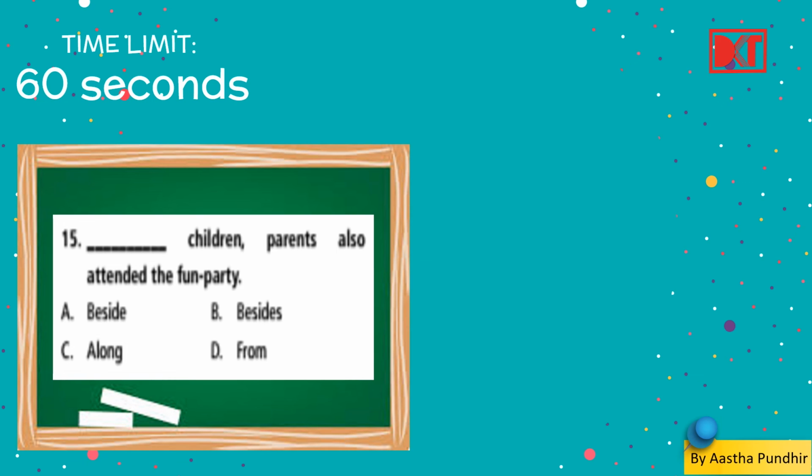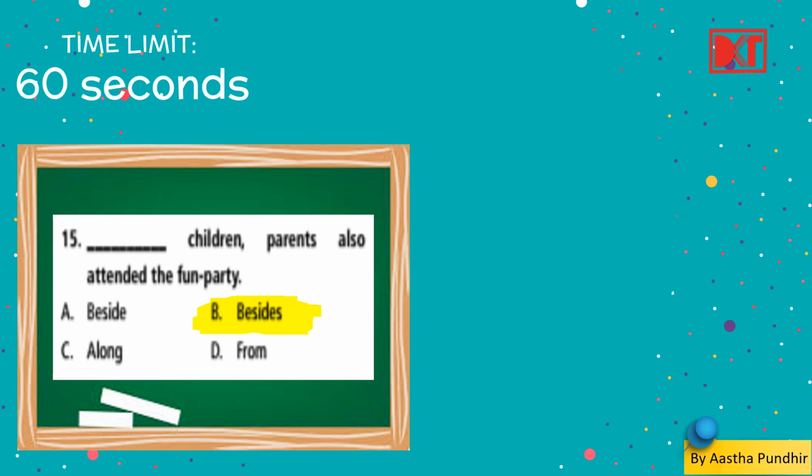Okay, here. Dash children, parents also attended the fun party. Besides children, along children, or from children. Okay, here the correct answer is B. Besides children, parents also attended the fun party. Now here, besides means in addition to children, parents also attended the fun party.